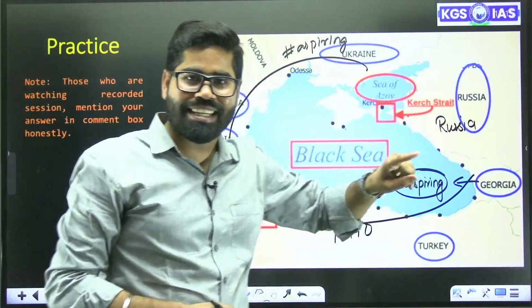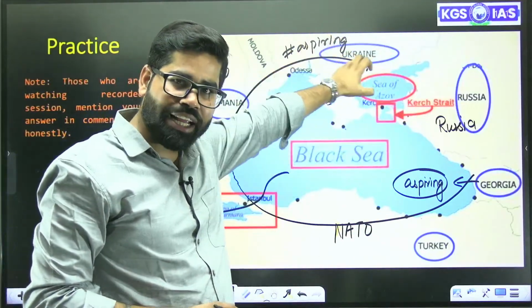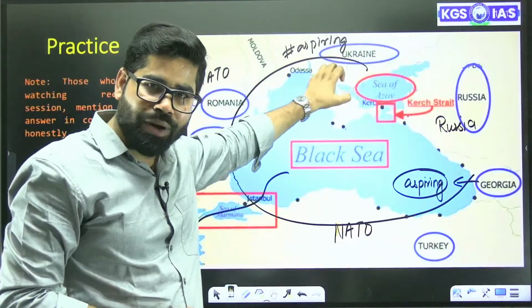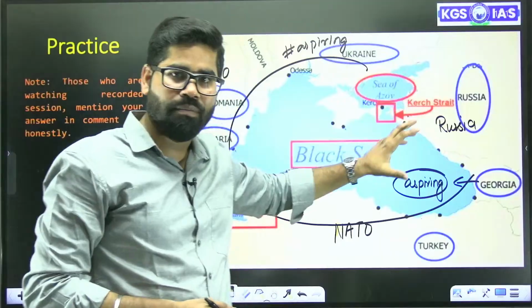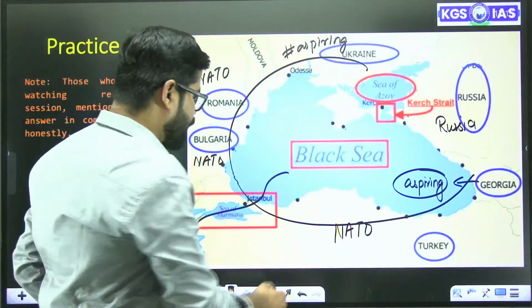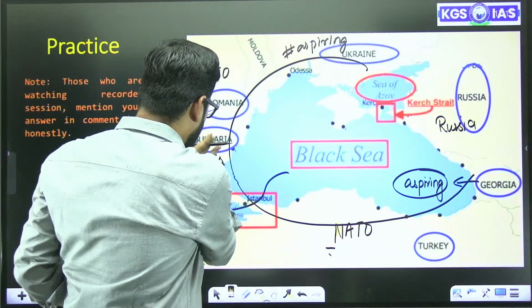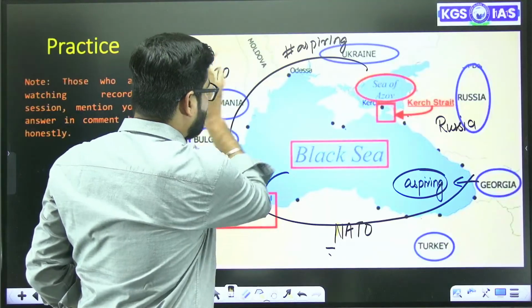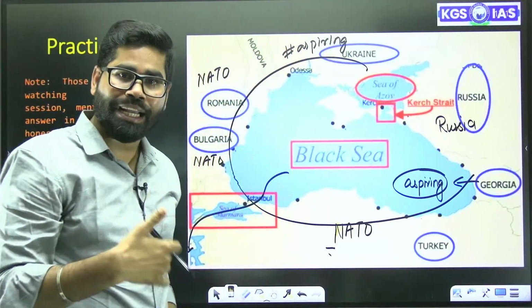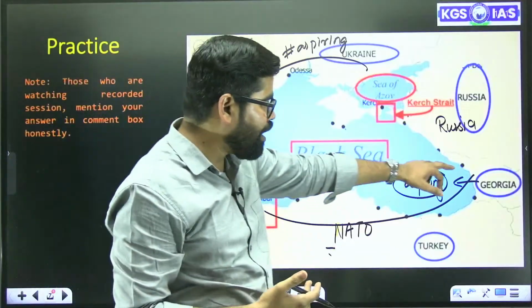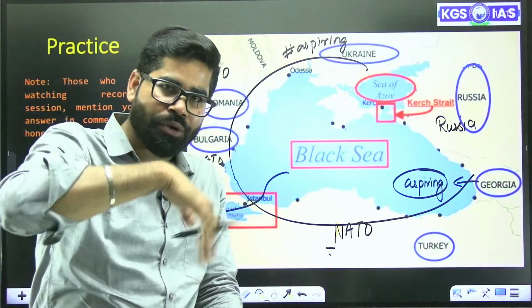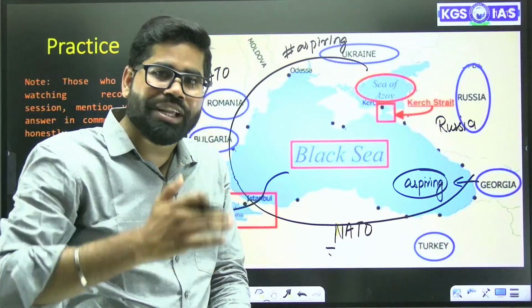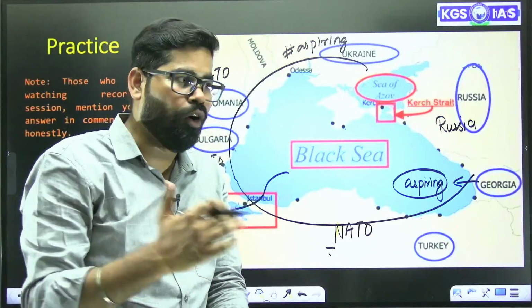So when we see why Russia is attacking Ukraine, or why it is trying to have a hold over this Black Sea, now you can understand from this membership of NATO. Turkey is also a member. Then we have Bulgaria as a member, Romania as a member. Then Ukraine is trying to be a member, and Georgia is also trying to be a member. So it is like surrounding the entry and exit of Russia from all sides.